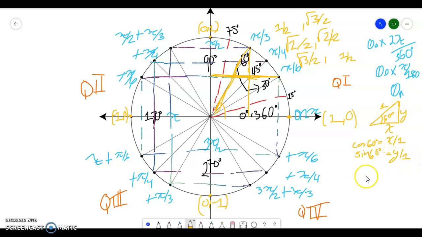So what if I replace 60 with just theta? I get cosine theta equals x, and sine theta equals y. So my x and y coordinates can be found by using cosine theta and sine theta to find those values.